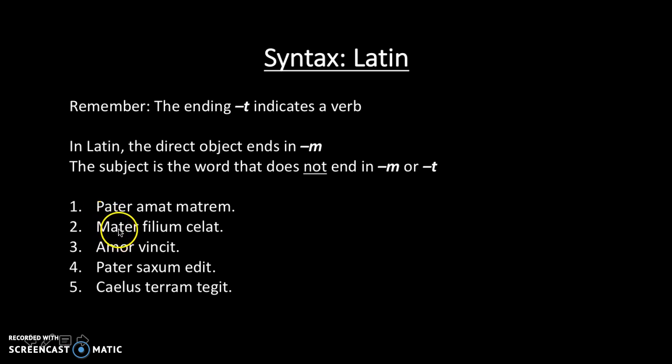For example, mater here, it does not end in an M or a T, so that's our subject. Filium ends in an M, so that's our direct object. Celat ends in a T, so that's our verb. The mother, son, hides. That doesn't make any sense at all. So what we need to do as part of the translating process is move it into proper English word order. Otherwise, the translation is not complete. So mother hides the son.